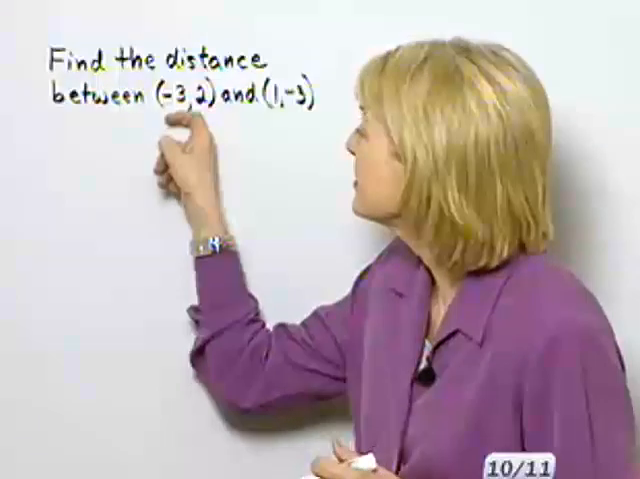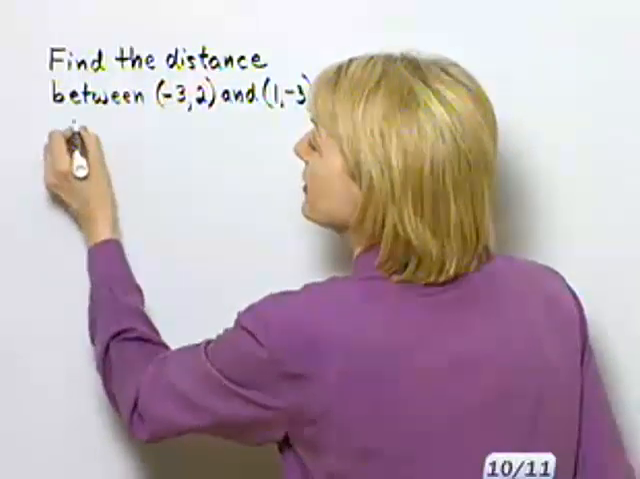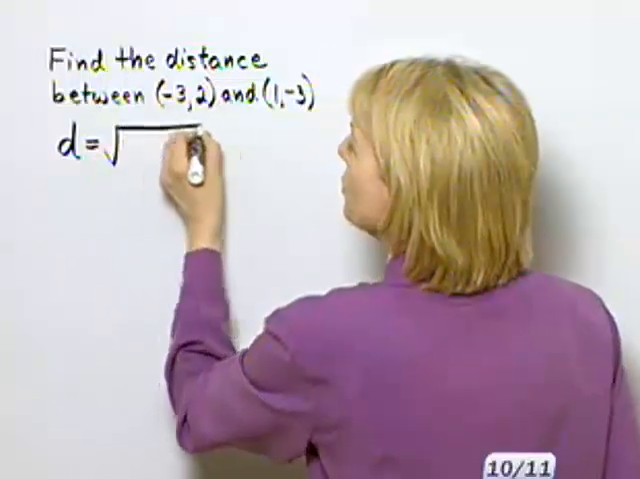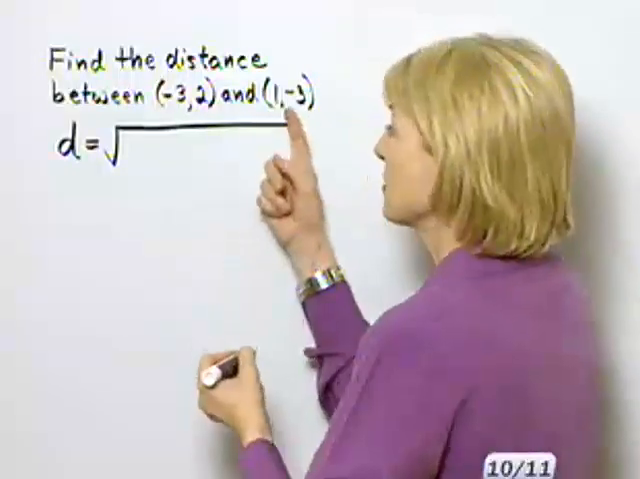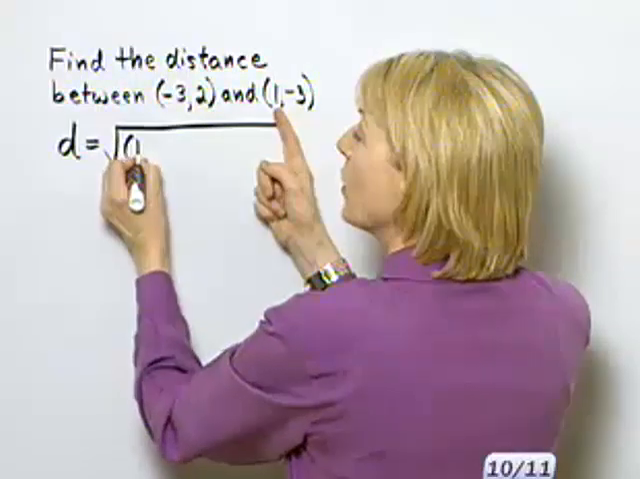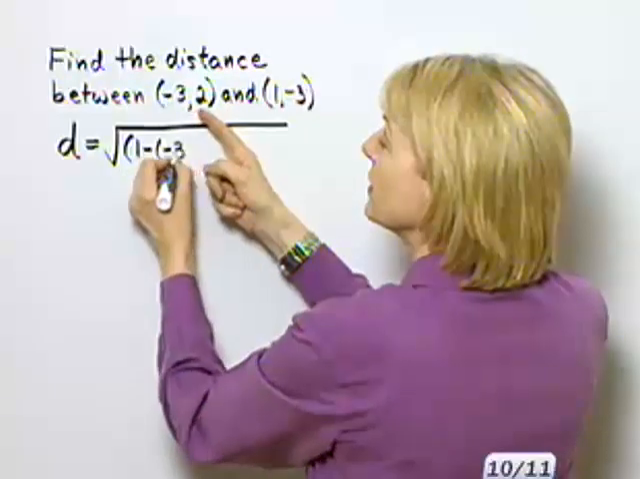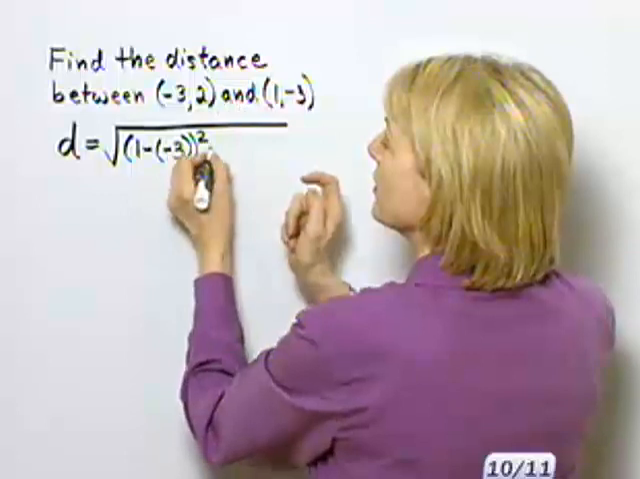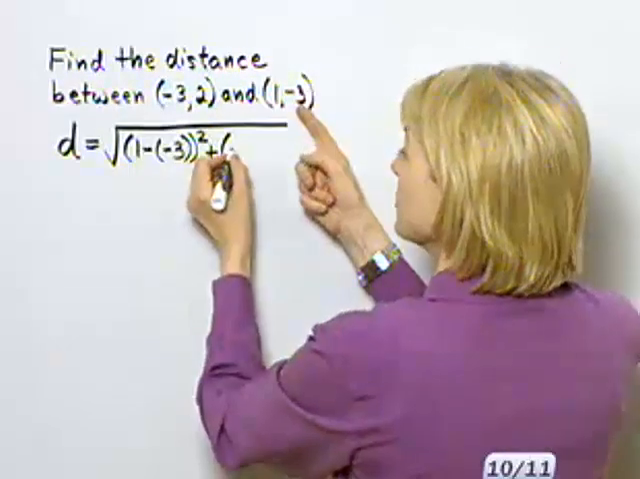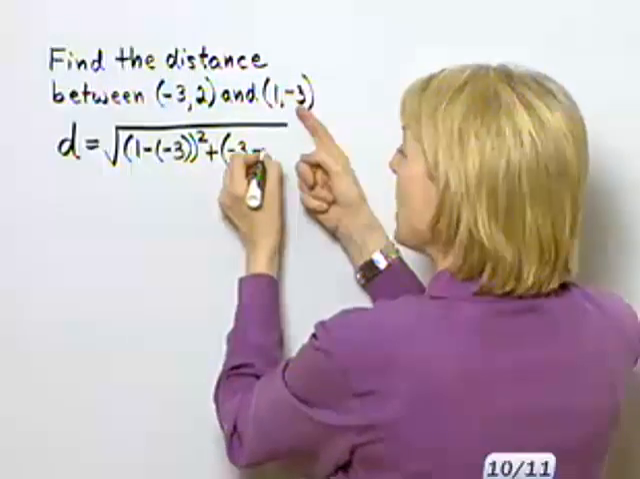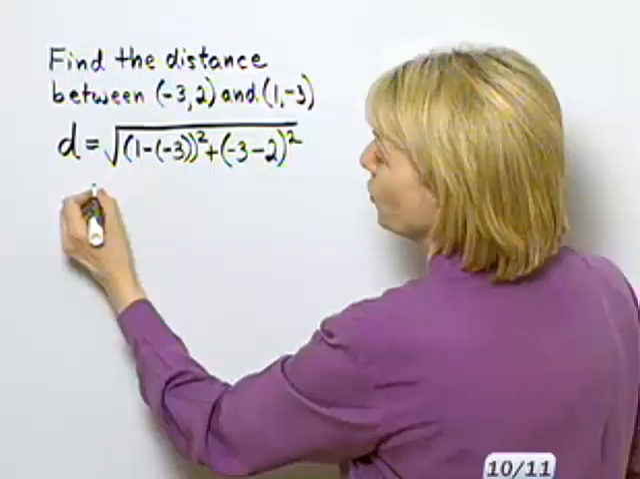Let's now find the distance between these 2 points. So we will use the distance formula. The distance is equal to the square root of, it's the difference in the x values squared. So I'll start, say, with this x value, 1 minus, be very careful then, a negative 3, squared, plus the difference in the y values squared. Here's this y value, negative 3, minus this y value of 2, and then once again, squared.